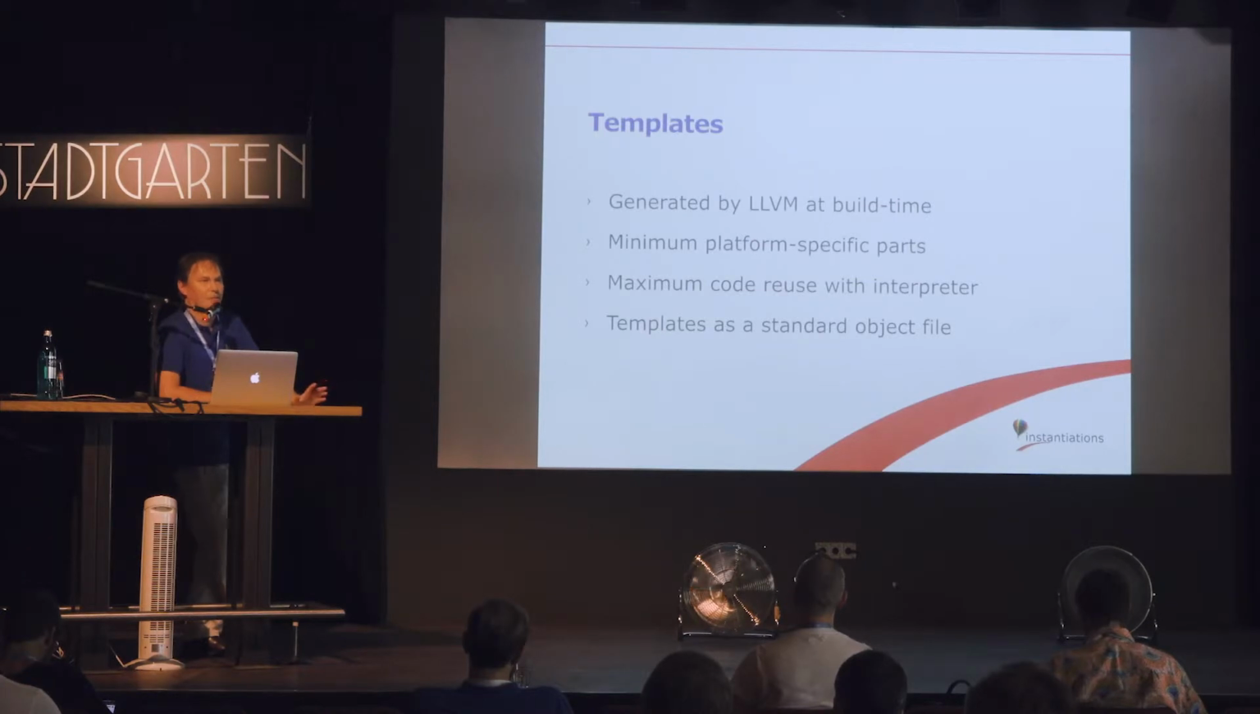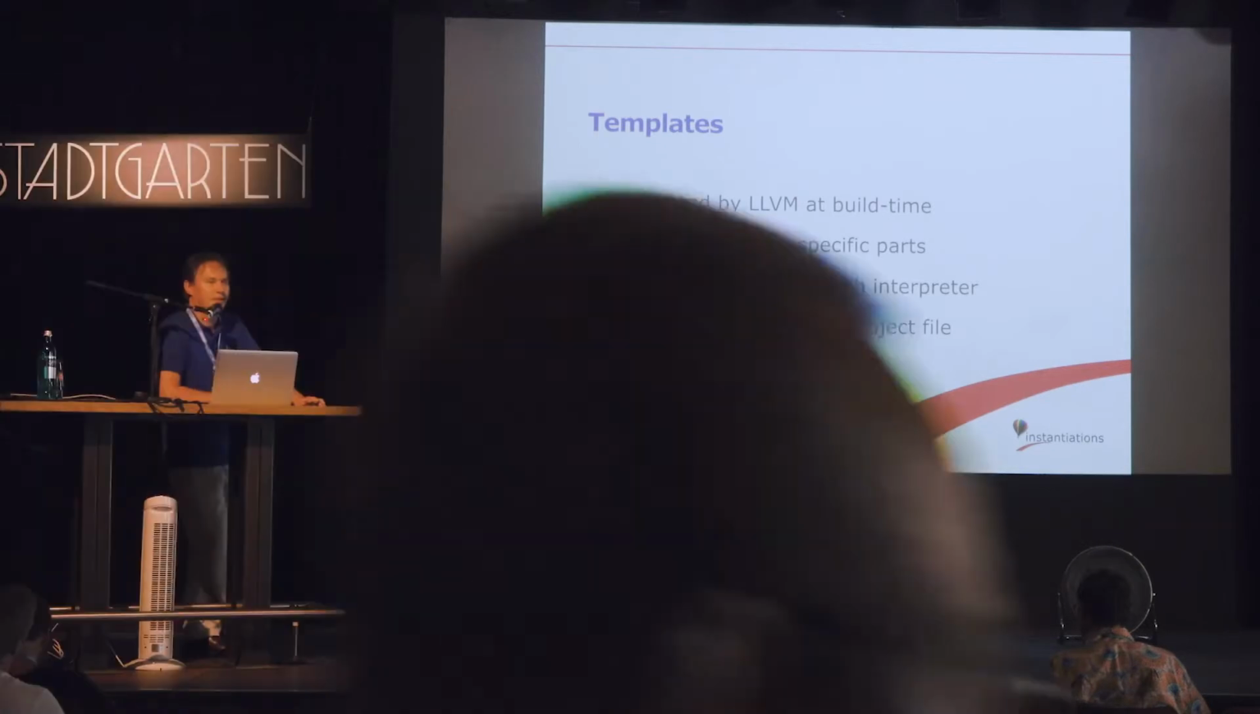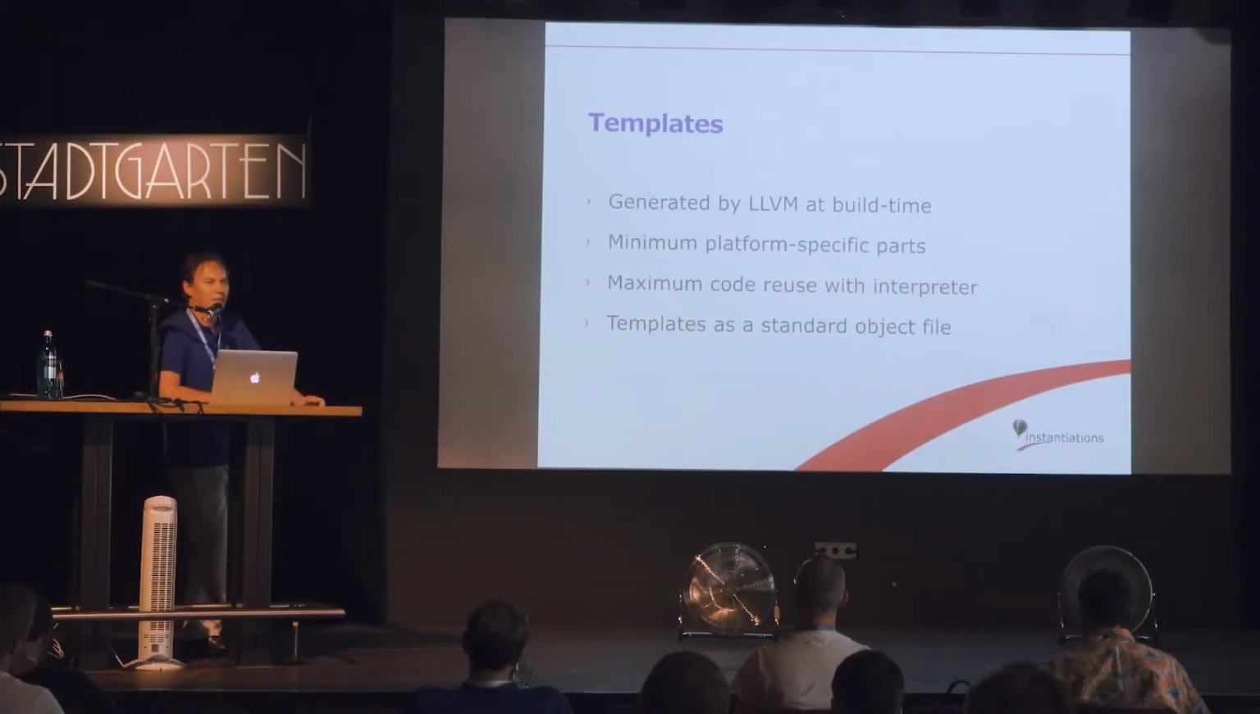It builds on the build time, right? So it contains minimum platform-specific parts. All of the platform-specific things are done by the compiler itself, the JIT Compiler, and it contains maximum code reuse with the interpreter. So if we make an improvement in the interpreter, most of the time it will eventually go to the templates.